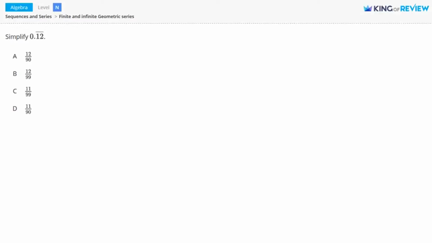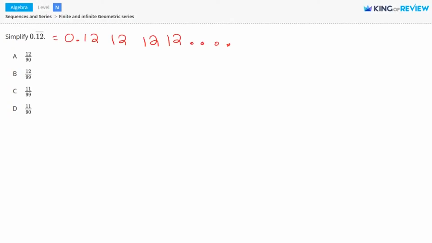Simplify 0.12, where the 1-2 has a repeating bar above it. So 0.12 with the repeating bar is equal to 0.121212, and this keeps repeating. The 1-2 keeps repeating here. So what I want to do is represent this repeating decimal as a sum of different terms. When we represent it as a sum of different terms, it represents an infinite geometric series.